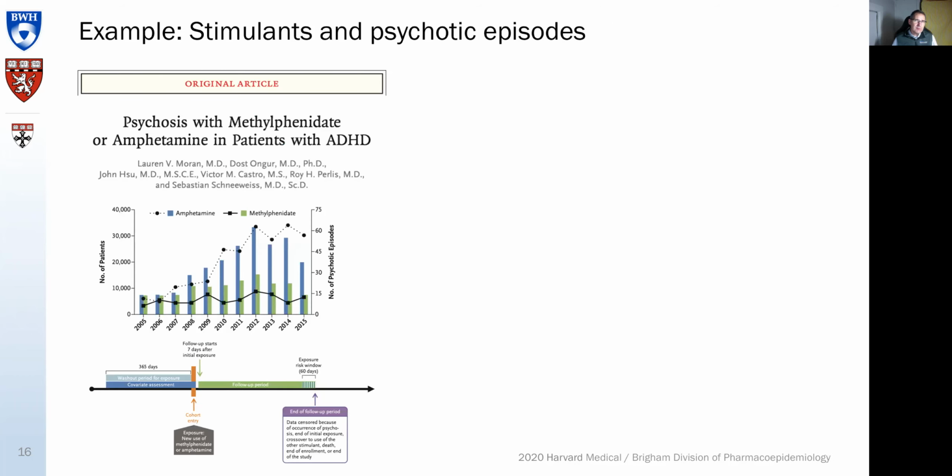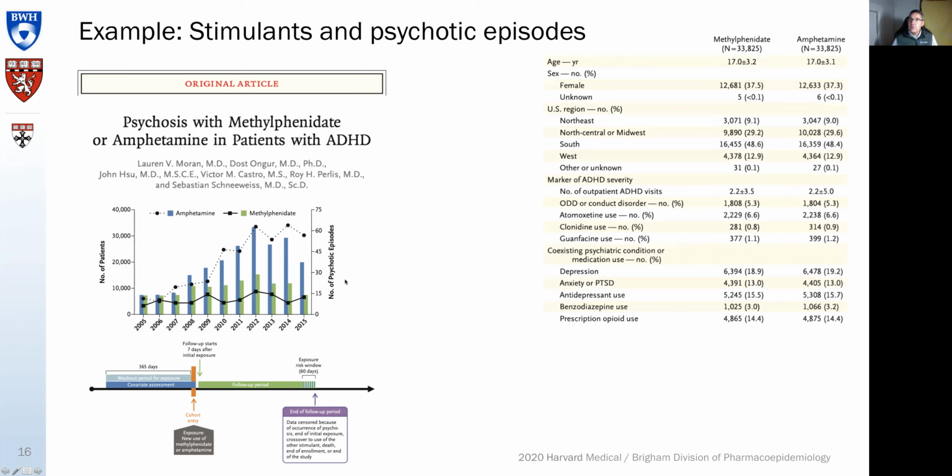Here's an example, stimulants in psychotic episodes, a real-world evidence study exactly following the paradigm that I just told you, the target trial paradigm. You see the study design diagram here, where we compared methylphenidate against amphetamines in patients with ADHD and studied the risk of psychotic crises. You then get these tables where you have one-to-one propensity score matched patients, 33,825 in both groups. You achieve nice balance between observable patient characteristics.